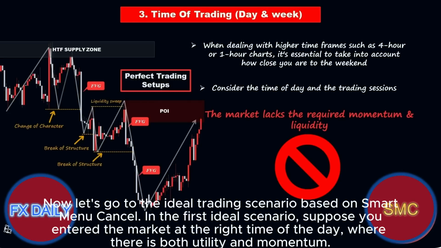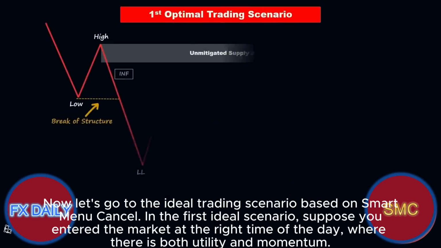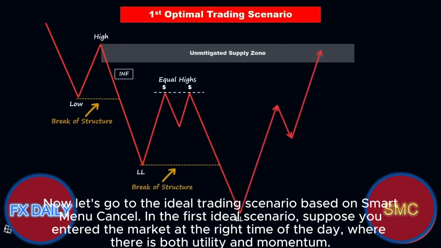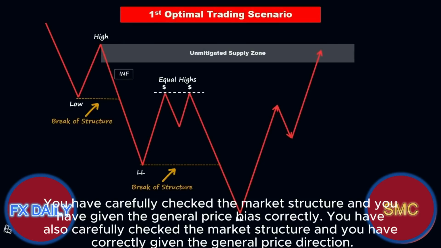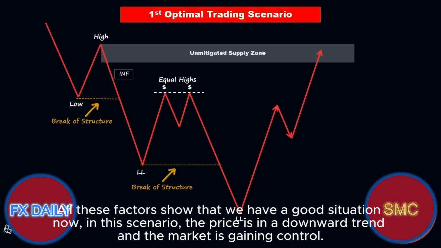Now let's go to the ideal trading scenario based on smart money concepts. In the first ideal scenario, suppose you entered the market at the right time of the day, where there is both volatility and momentum. You have carefully checked the market structure, and you have correctly given the general price bias. All these factors show that we have a good situation now.